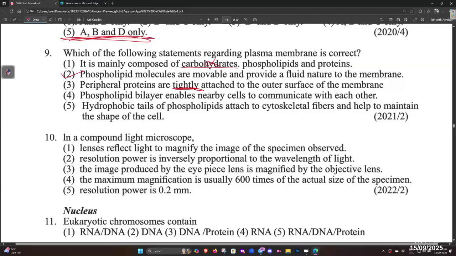Phospholipid bilayer enables the nearby cells to communicate with each other, enabling nearby cells to communicate by phospholipids. Now, actually, what helps the cells to communicate? What actually helps the nearby cells to communicate with each other? Is it by the phospholipids? Do they talk with each other through the phospholipids, people?